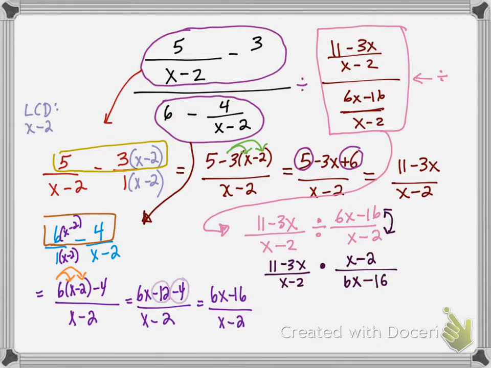So when I multiply these, since all parts are factored already, I'm checking to see before I multiply straight across if there's any matching factor in the numerator and denominator position, and there is. x minus 2 over x minus 2 simplifies as 1. So now if I multiply straight across, I'm just left with 11 minus 3x in the numerator, and then the 6x minus 16 in the denominator. So that's my final simplified answer.